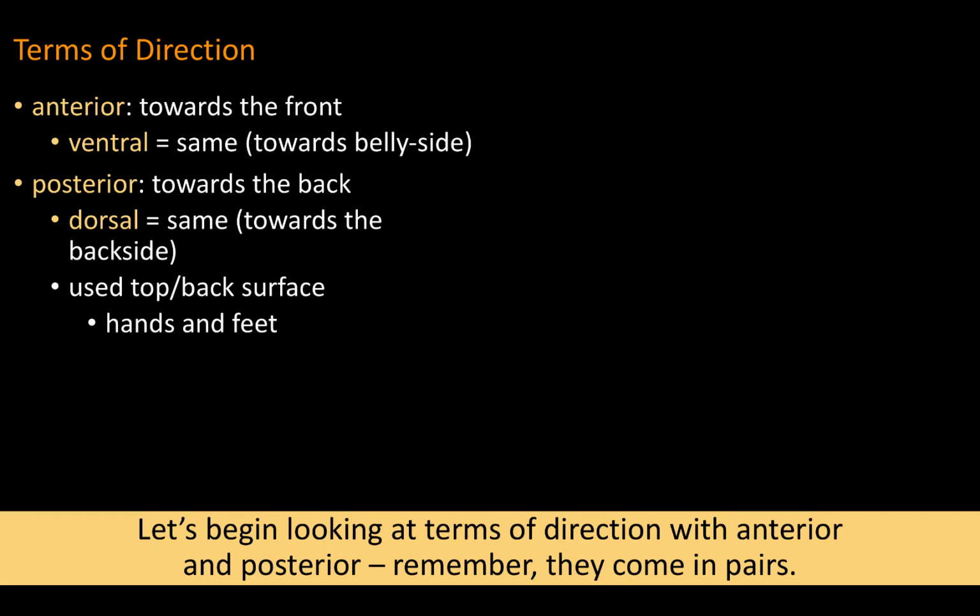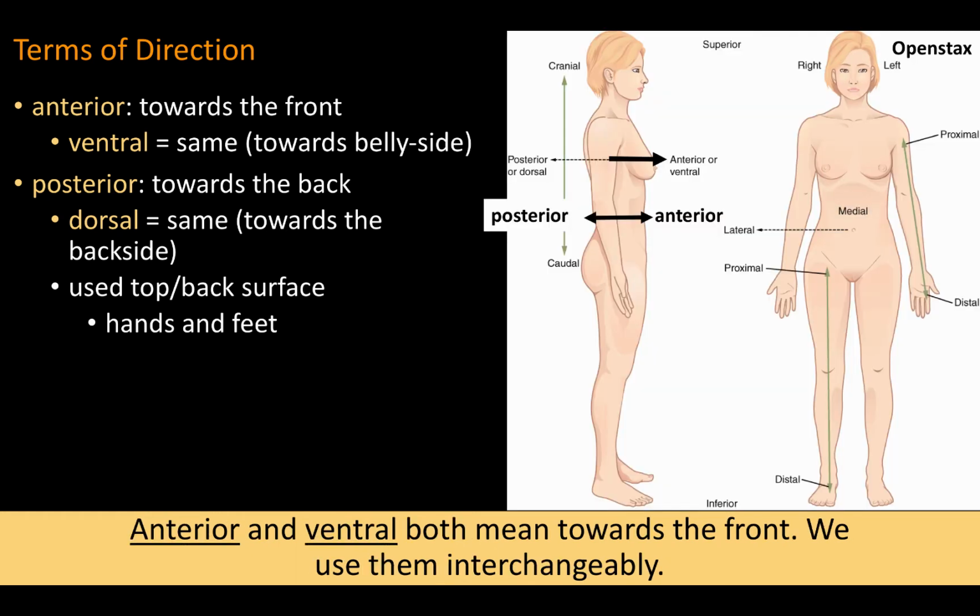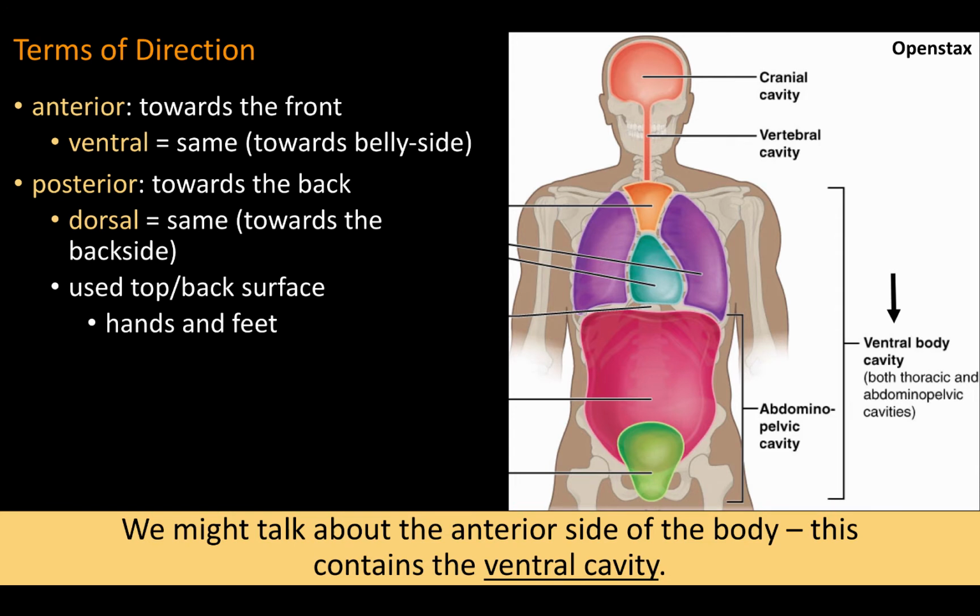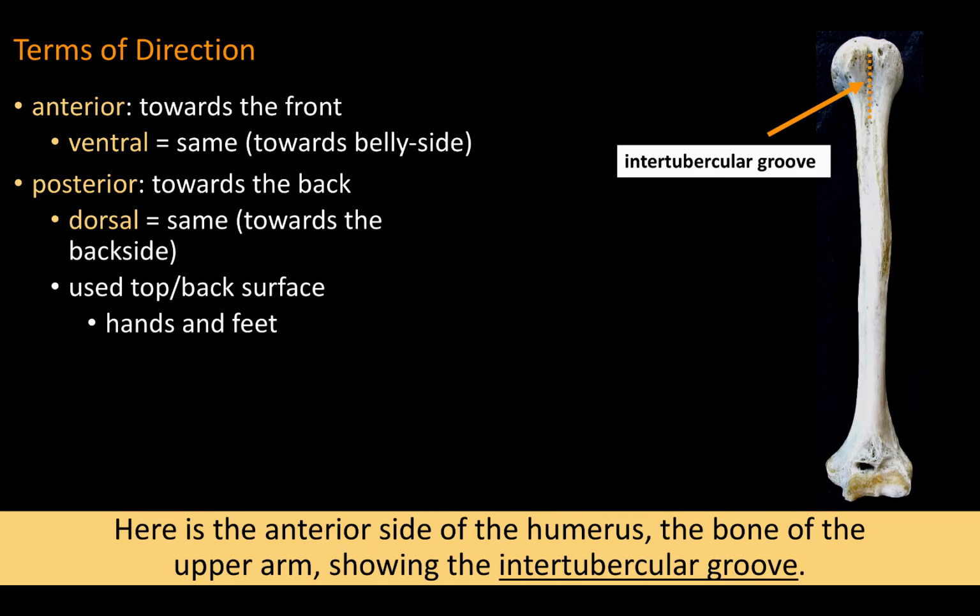Let's begin looking at the terms of direction with anterior and posterior. Remember, they come in pairs. Anterior and ventral both mean towards the front. We use them interchangeably. We might talk about the anterior side of the body. This contains the ventral cavity. Here's the anterior side of the humerus, the bone of the upper arm, showing the intertubercular groove.